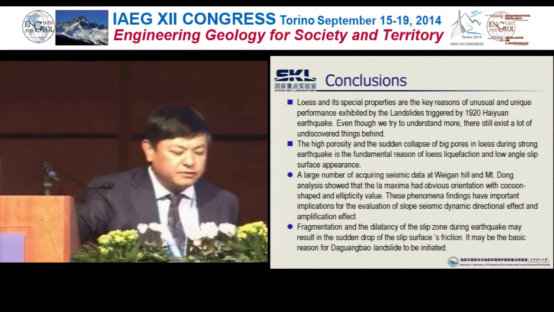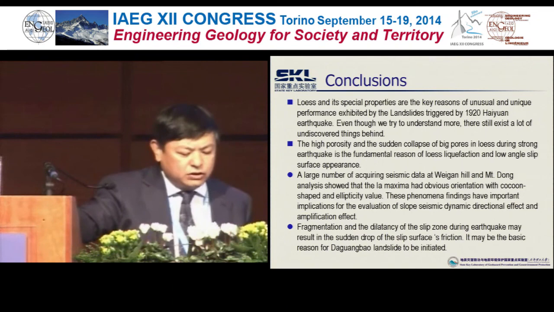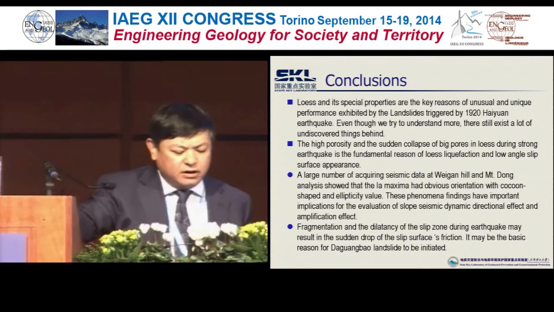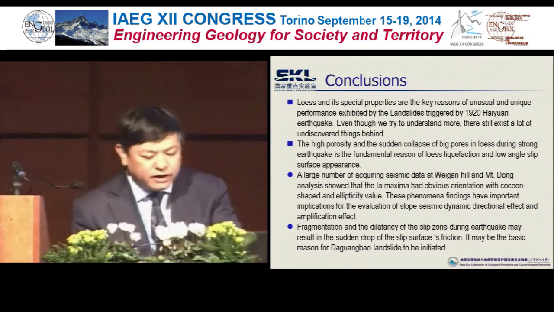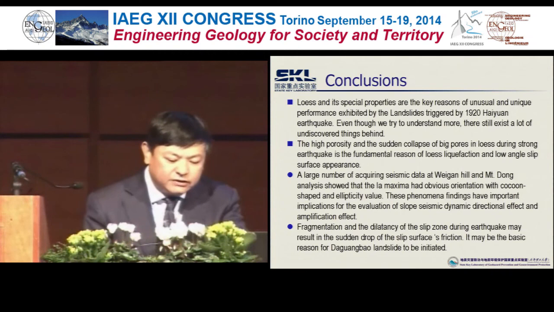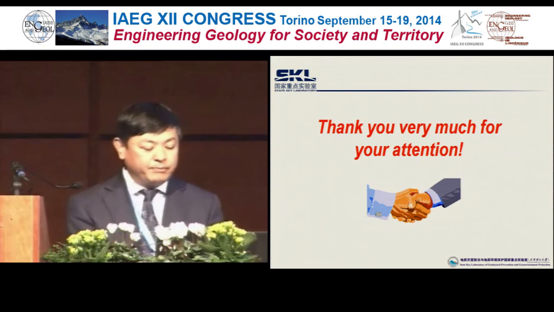And number three, analysis of a large amount of seismic data at Qingchuan city shows that the seismic energy maxima had an obvious orientation effect, with a conical shape and elliptical value. These findings have important implications for the evaluation of slope seismic dynamic directional effect and amplification effect. Fragmentation under the dilatancy of the slip zone during the earthquake may result in a sudden drop of the slip surface friction. It may be the basic reason for the Daguangbao giant landslide to be initiated.